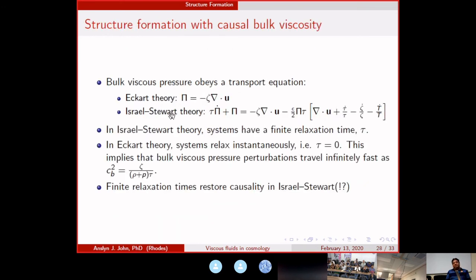Okay, so the bulk viscous pressure is usually modelled using either the Eckart theory or the Israel-Stewart theory. In the Israel-Stewart theory, there's a finite relaxation time tau that's built in. In the Eckart theory, systems relax instantaneously. So this tau is zero, and this means that if you have any bulk viscous pressure perturbations, they will travel infinitely fast. Okay, so we want to avoid that pathology by including a finite relaxation time. So we've used the Israel-Stewart model for our problem.